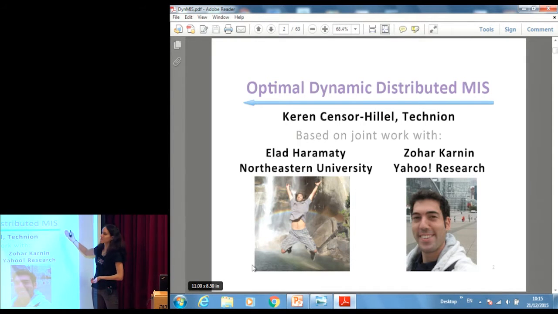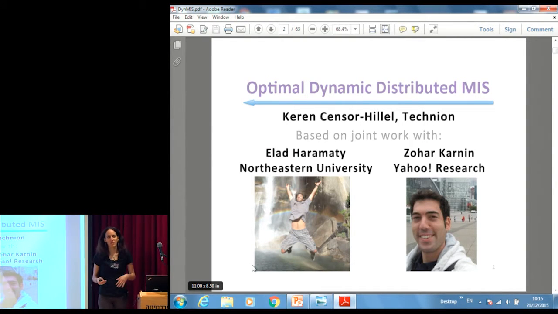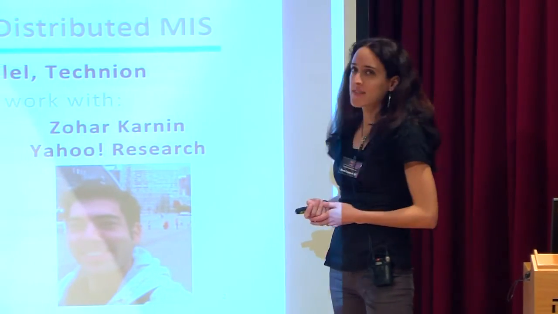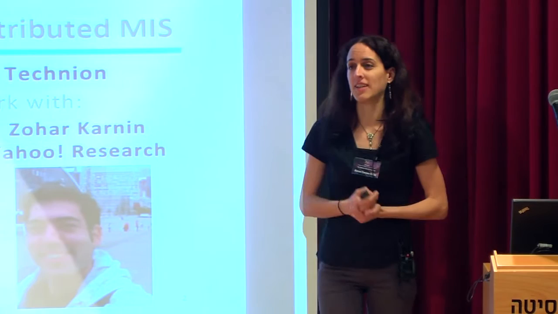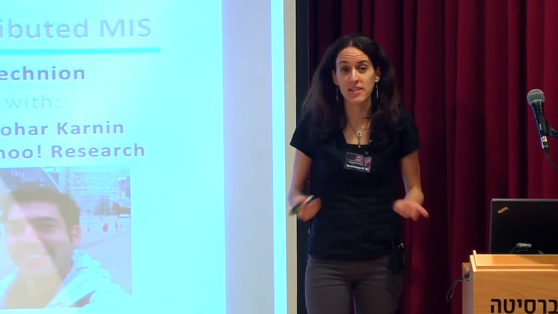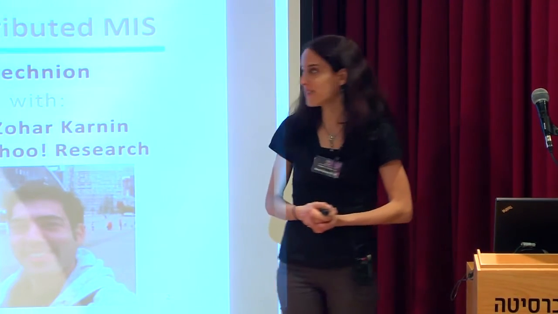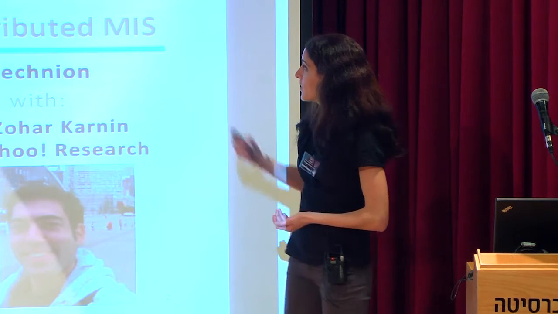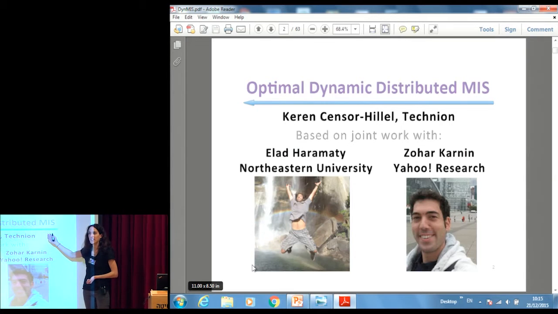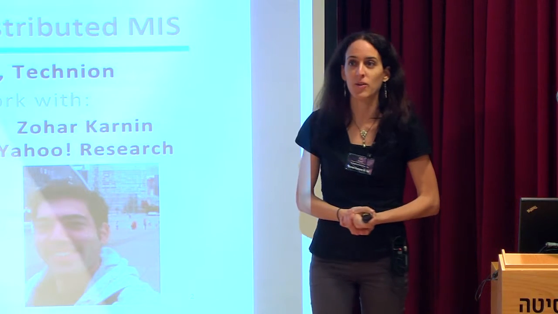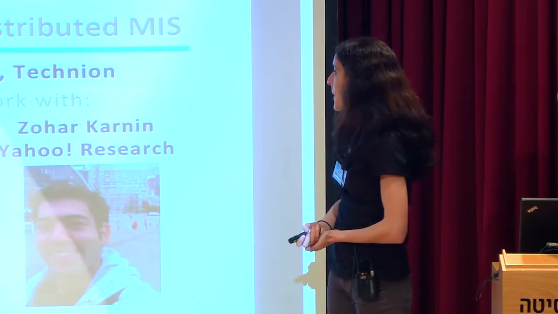Okay, so I'm going to first break the ice and remind everyone what a maximal independent set is, why it's not extremely interesting in the sequential case. It's very easy to find a maximal independent set in a graph. And then I'm going to tell you a little bit why it's a very central, actually open problem in distributed computing to find a maximal independent set. Okay, so I'm going to describe that a little bit.